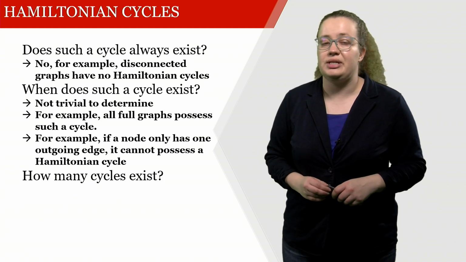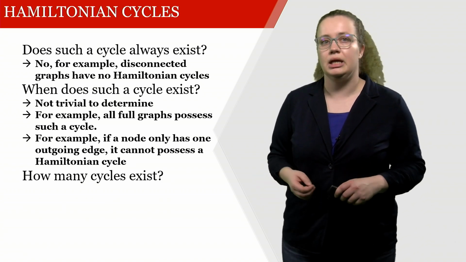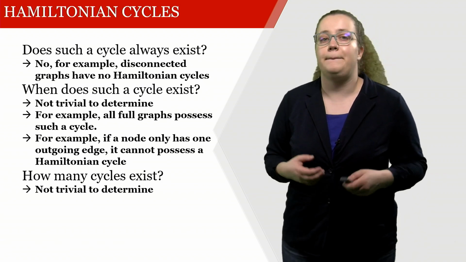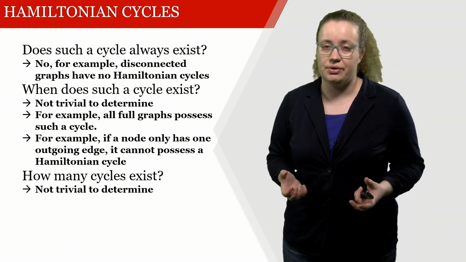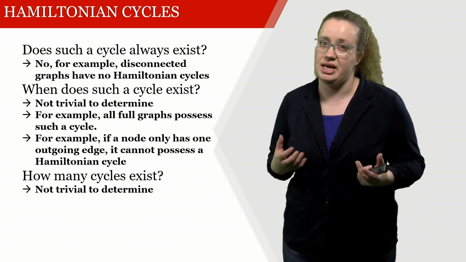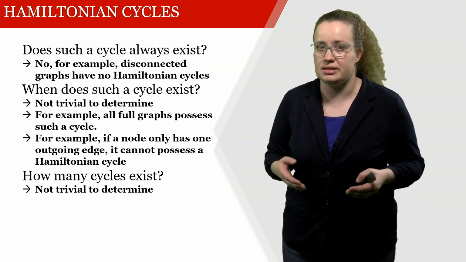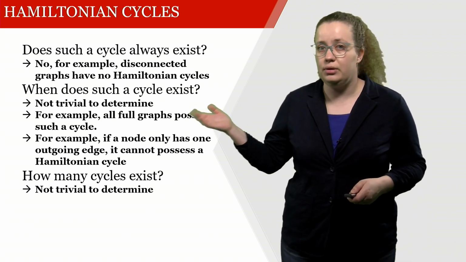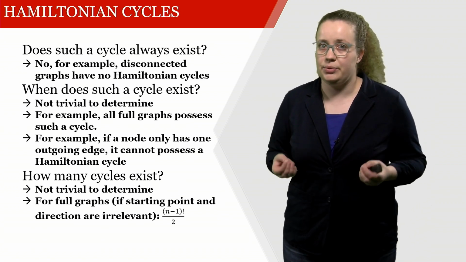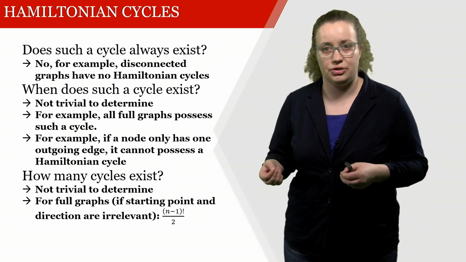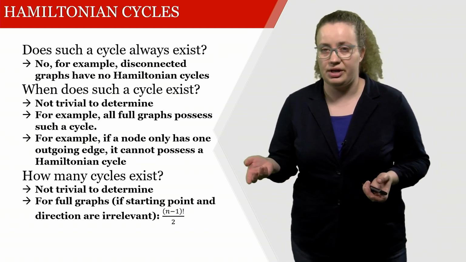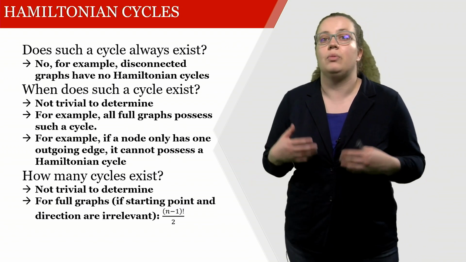Lastly, we can ask the question, how many such cycles exist? And here, once again, the answer is this is not very trivial, but for certain classes of graphs, we can come up with a rule. Obviously, if none exists, if one of those cases applies, we can immediately say it's 0. Vice versa, for full graphs, we know that the number of Hamiltonian cycles is (n-1)! divided by 2, assuming that the starting point and the direction are predetermined.